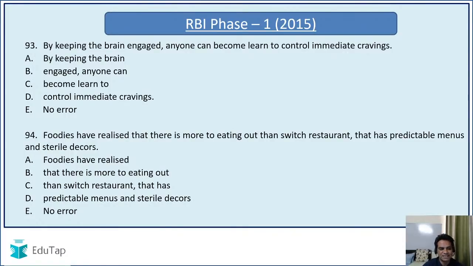Question number 93, and don't answer ahead, guys. Let me read out the question first and then you may answer. We are only discussing question number 93 now. Don't answer for 94. Question number 93: by keeping the brain engaged, anyone can learn to control immediate cravings.